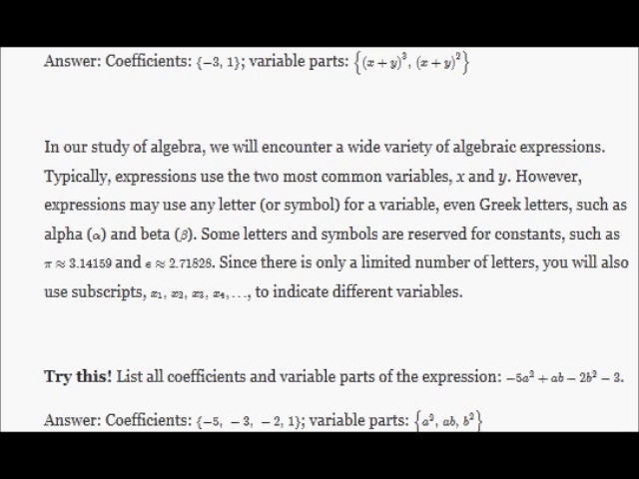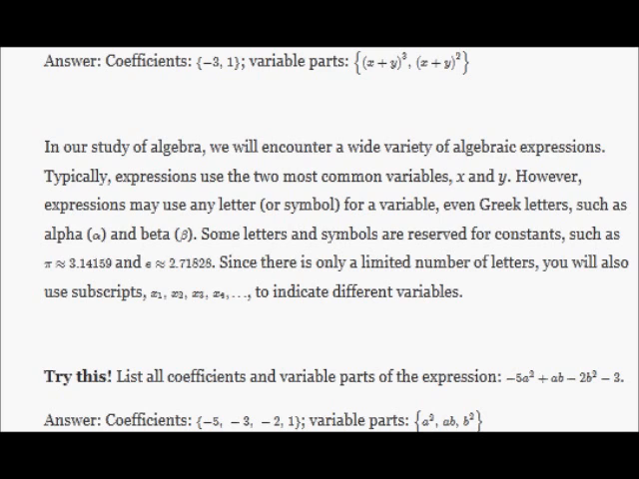Let's look at the terms. The first term is negative 5a squared, which has the coefficient negative 5 and the variable part a squared. The next term is 1ab. We're putting that 1 in where it had been omitted before. Coefficient 1, variable part ab. Next term is negative 2b squared, coefficient negative 2, variable part b squared. Next term is negative 3, and that's a constant. So it has the coefficient negative 3, and doesn't have a variable part.